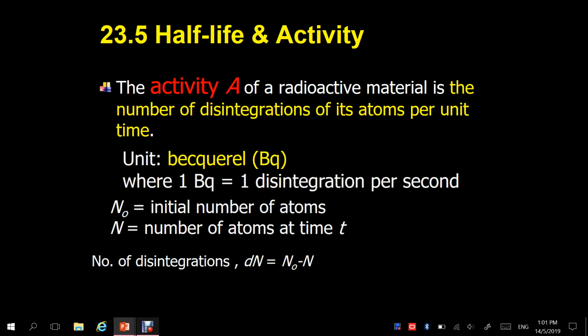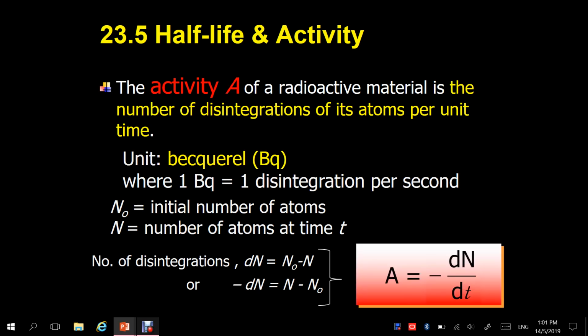However, when we find change, we always take final minus initial. So if I take n minus n naught, I'll end up with 5 minus 10, which is minus 5. So to get rid of the negative sign, I add a negative in front: minus dn. So minus dn will be the final number n minus n naught.